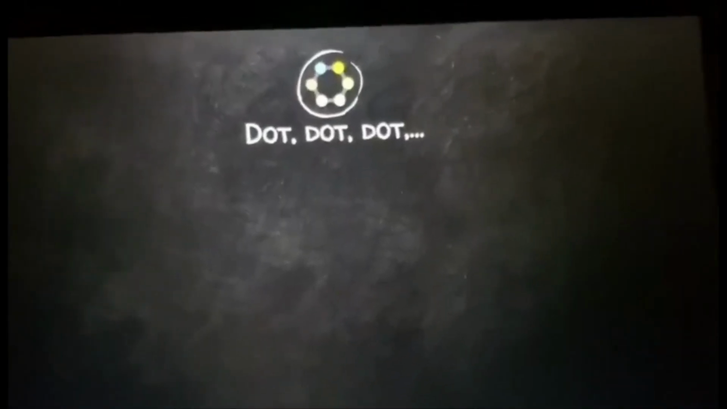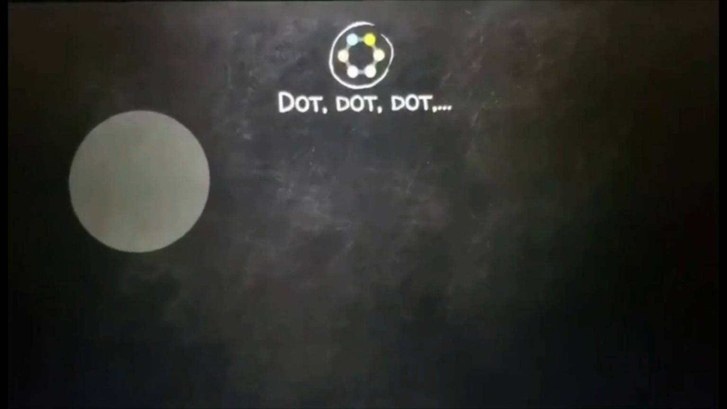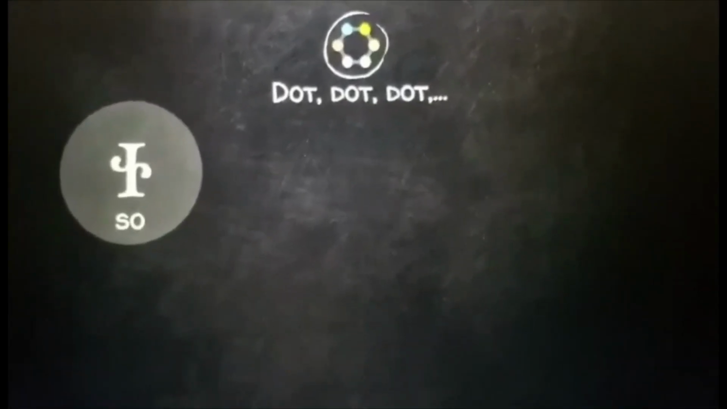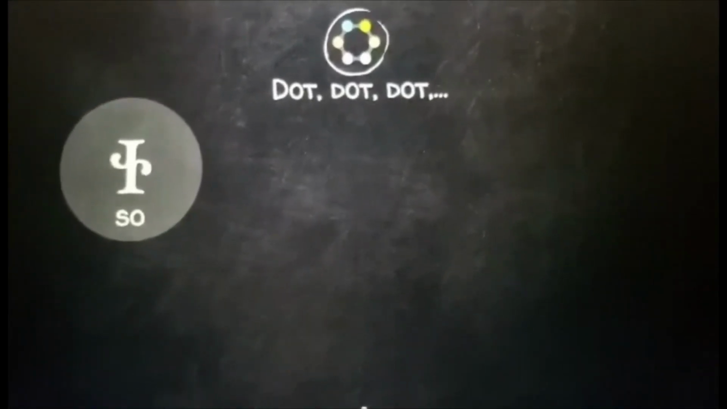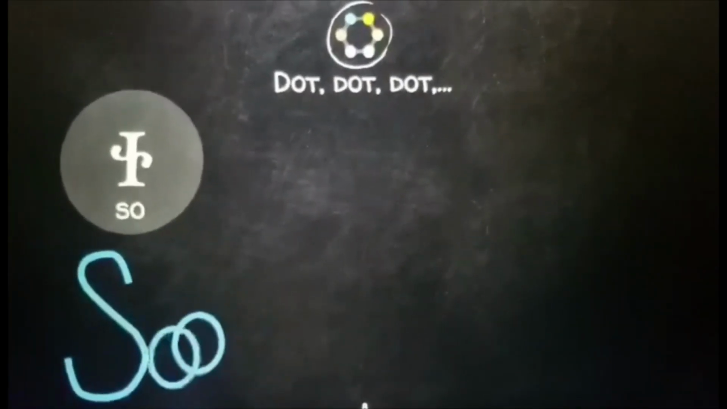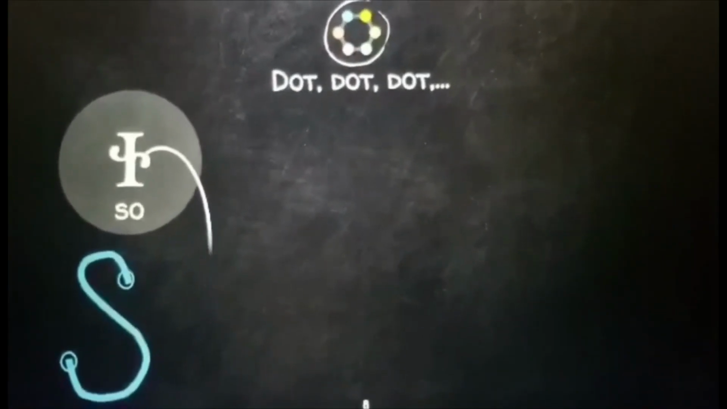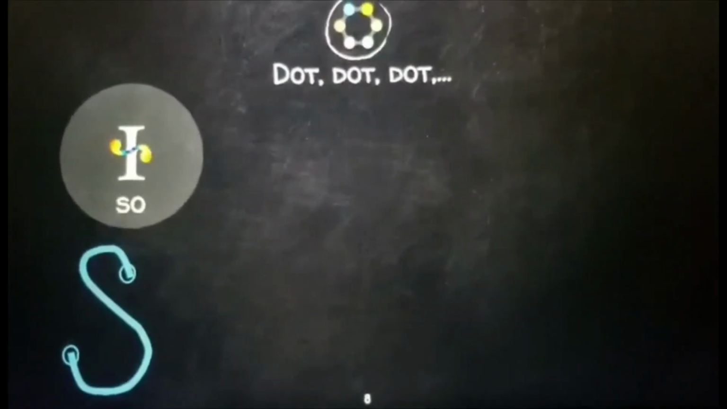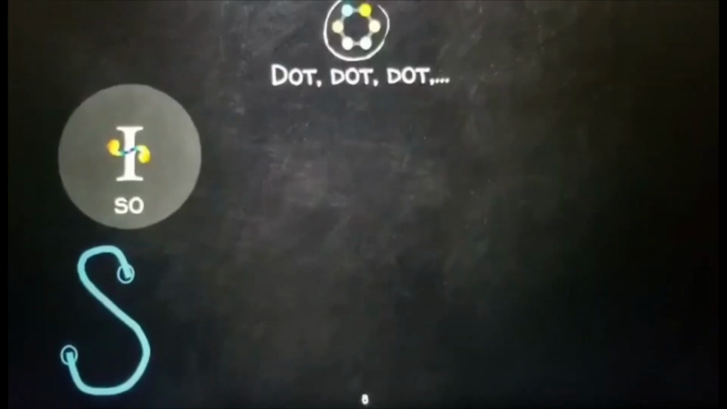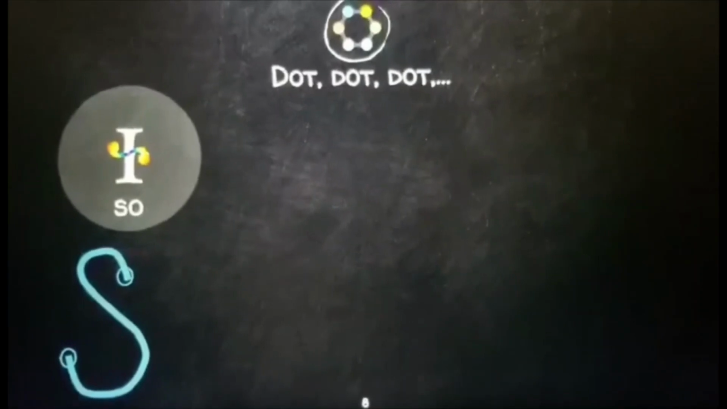So next we have dot, dot, dot. First dot, so. This one to me, I didn't struggle too much with it because you just take the O from so, and you move it, and you flip it on its side, and it's actually hidden in the syllabary. So that symbol is pronounced so.